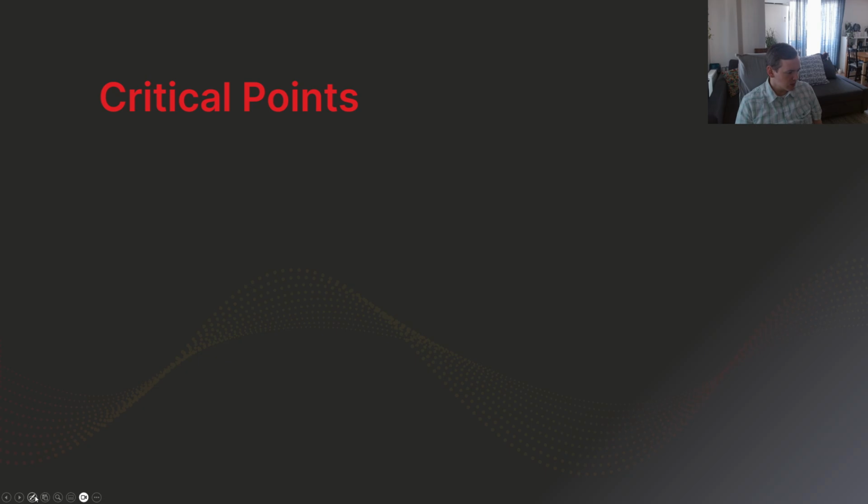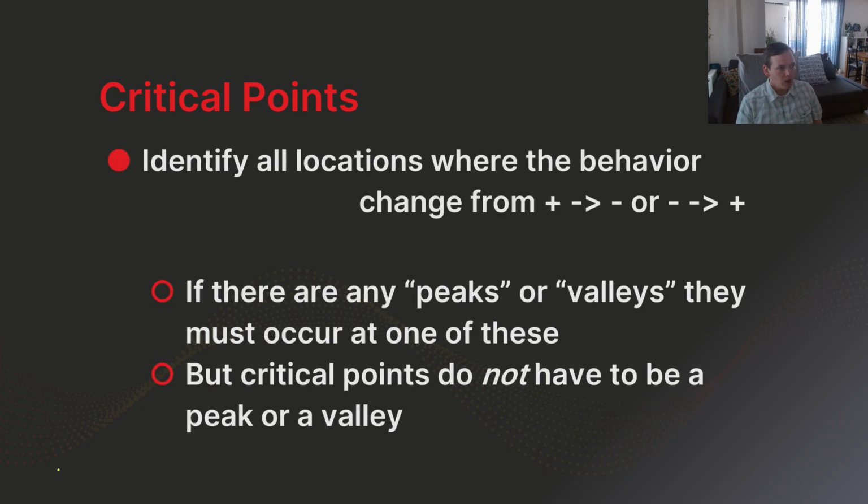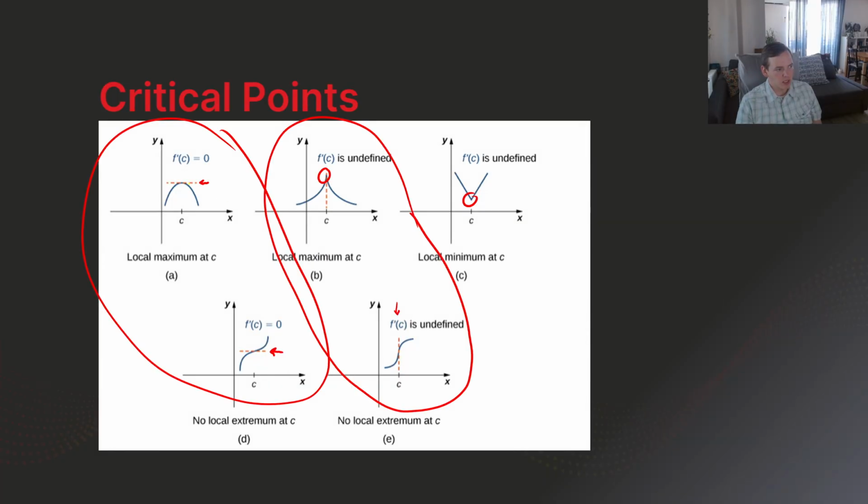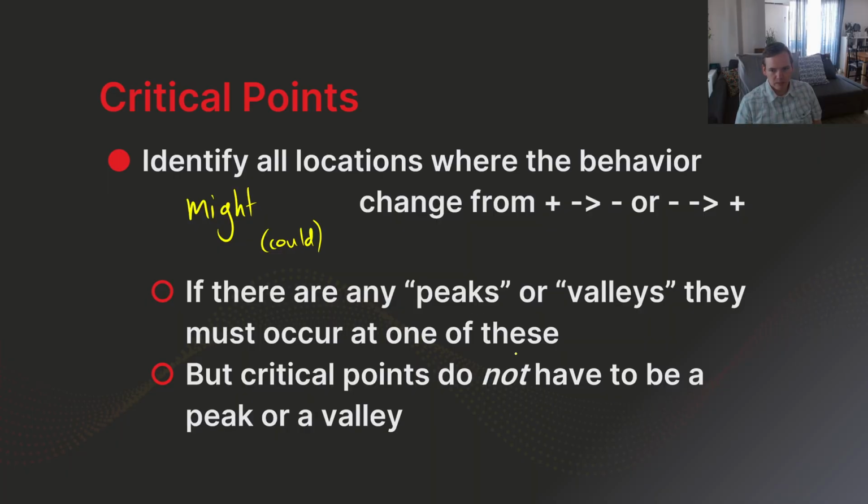So that leads us right into our next point, which is that critical points are going to identify all the locations where the behavior might change, or if you prefer the word could, like it is possible for it to change from positive to negative. If there are any peaks or valleys in our graph, like we saw previously, we had a peak in A and a peak in B and a valley in C. Those have to occur at critical points. So they must occur at these critical points.